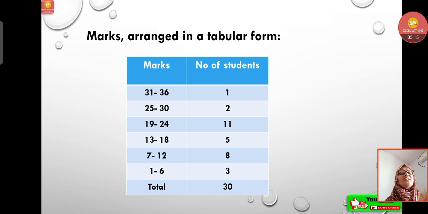So that data, what we have done here, is arrange the marks in a tabular form. Marks 31 to 36, then 25 to 30. In between, how many students? Number of students, 31 to 36, 1 student. 25 to 30, 2 students. Like that, here given, is a total of 30 students.